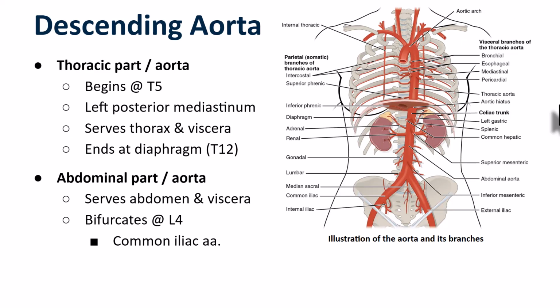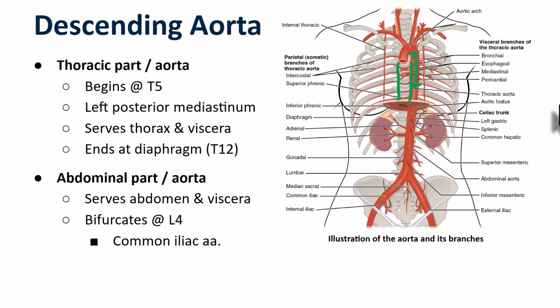From the arch of the aorta, we move to the descending aorta. The descending aorta has two distinct parts. Sometimes we call them parts, sometimes we just call them thoracic aorta and abdominal aorta. They are exactly the same in terms of that nomenclature. The thoracic part of the descending aorta begins at about the level of T5. And as we look, so there's the vertebral column there, we see that it takes more of a left-sided orientation within the thorax, specifically in the left posterior mediastinum.